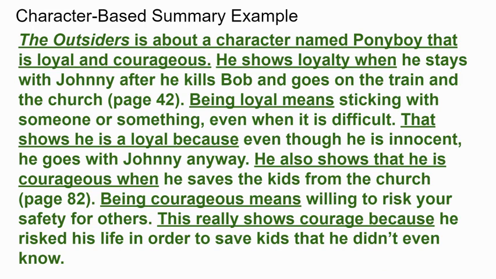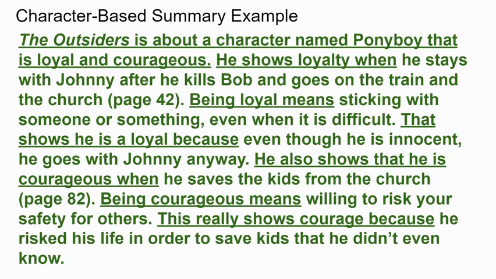Note that I am citing where those things happen in the story, and you should be doing that too when you're writing your summaries. Then I'm describing what loyalty means. Being loyal means sticking with someone or something even when it is difficult. That shows he's loyal because even though he is innocent, he goes with Johnny anyway. So you see, I identified a trait, loyalty. I gave an example of when Ponyboy showed that trait. And then I analyzed what that trait really means and why it's important.